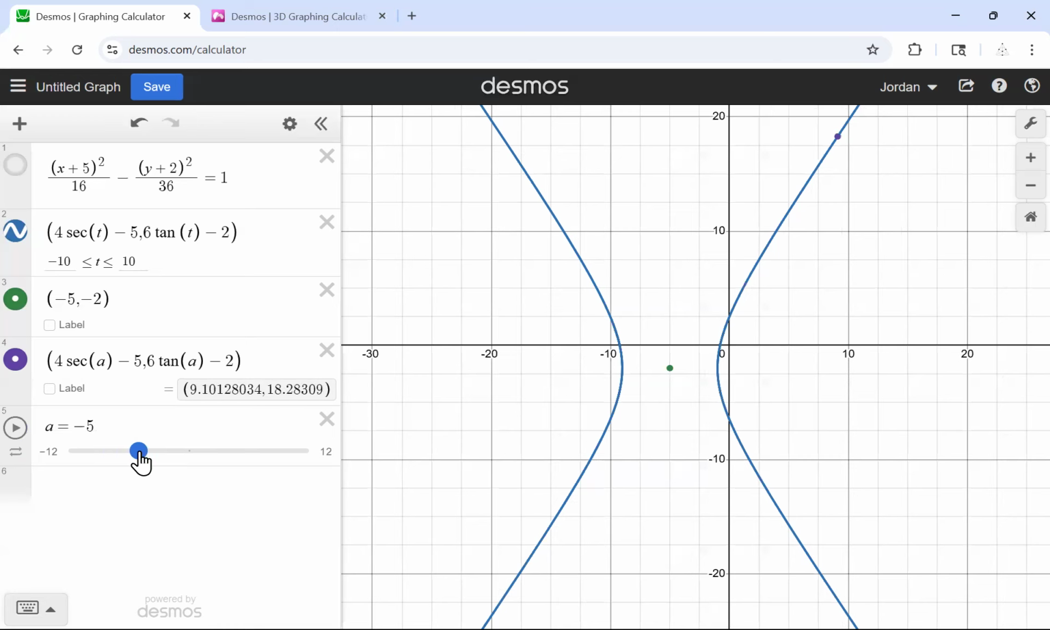And then it'll trace over here. As it moves up to the right, then it'll sort of complete the loop, hopefully on this left-hand side. And it just keeps doing that. So that's how this point is traveling along the hyperbola as the t increases.